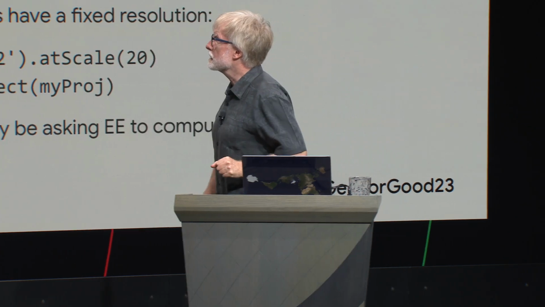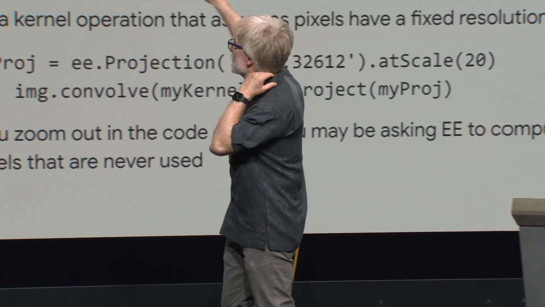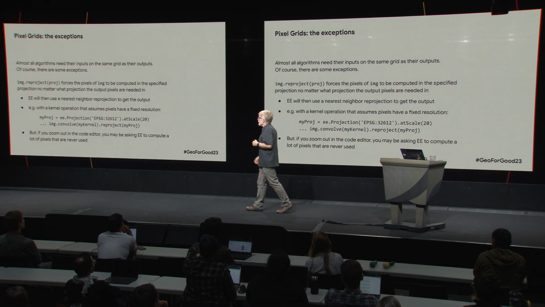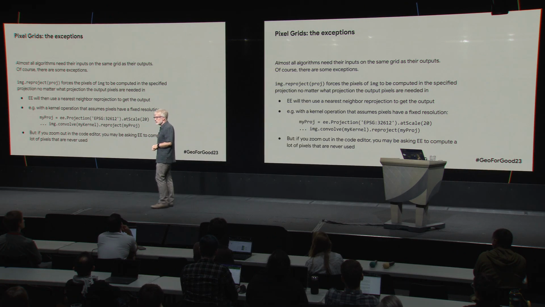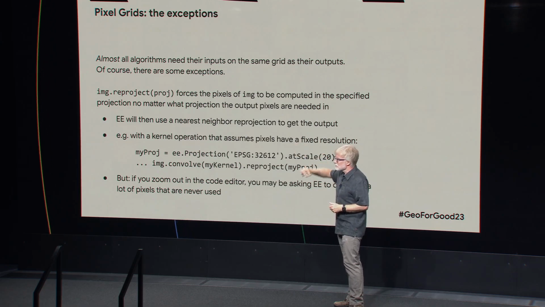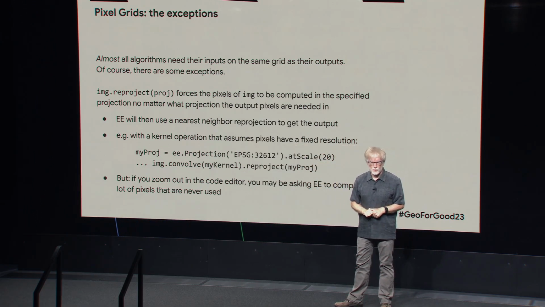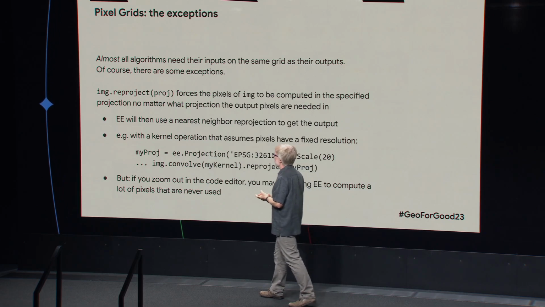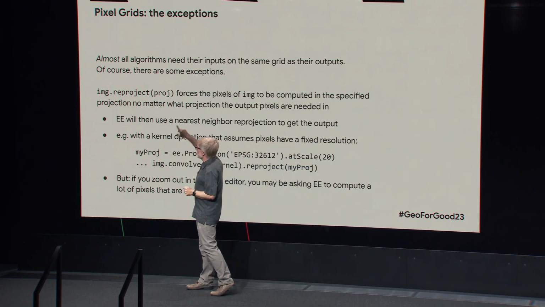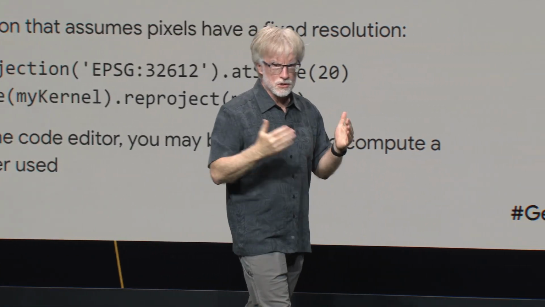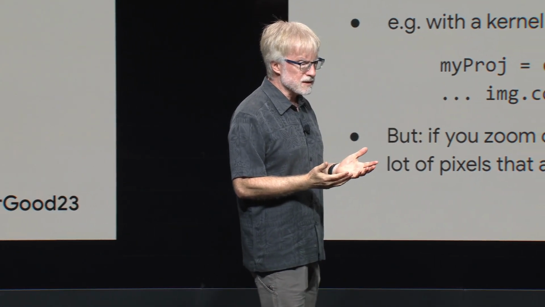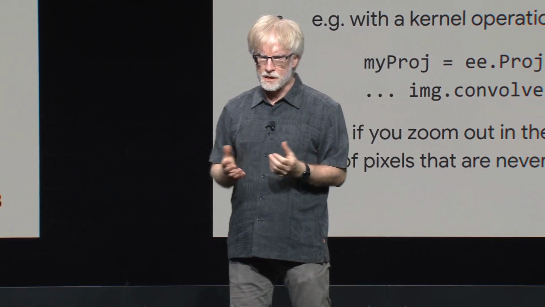All right, back at the beginning, I said almost all Earth Engine algorithms need their inputs on the same grid as their outputs. And the "almost" there hides a few exceptions. The first one most people run into is one called reproject, which, not surprisingly, changes the projection of an image. The way this actually works is you just say, I want the input image to be computed on this grid. It doesn't matter what the output grid is. Ignore it. Compute the input on this grid. And then after you've got the input computed on that grid, do a nearest neighbor reprojection.